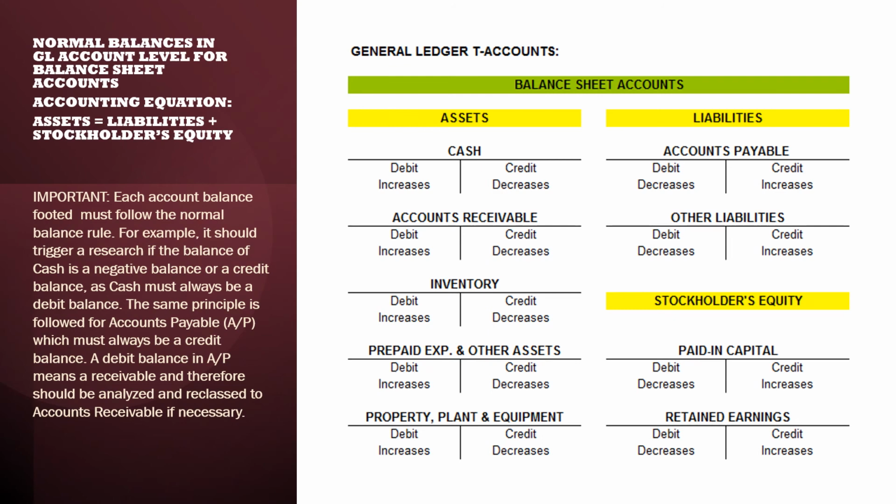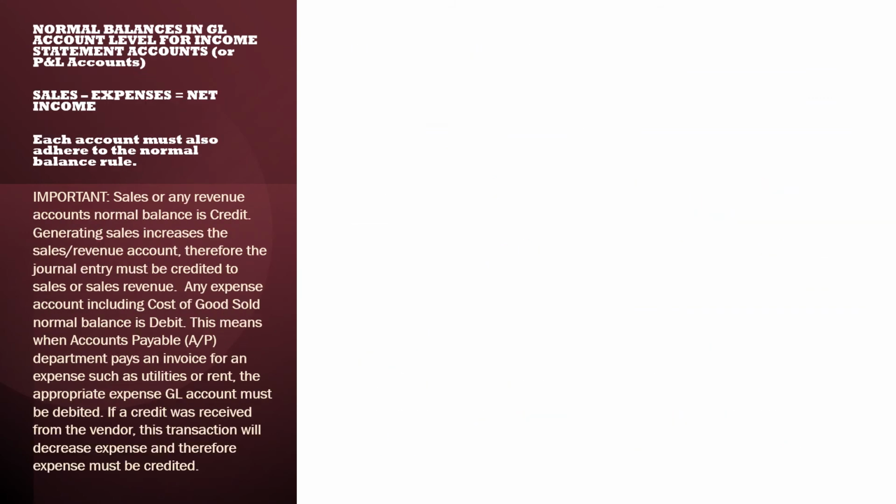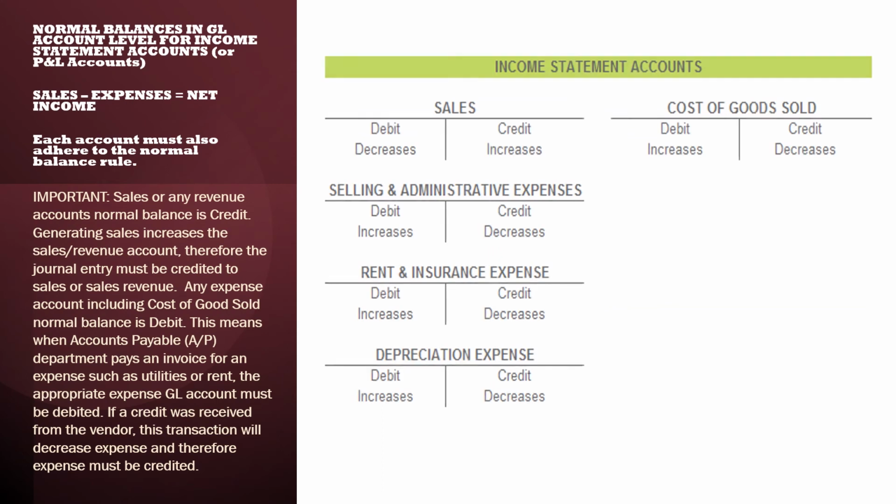So if you can notice it here now, your assets should always be equal to your liabilities plus your stockholders' equity. Your liabilities and stockholders' equity are all credit balances, normal balance, while your assets should always be a debit balance. Okay, hope that makes sense. And now we're going to move on to income statement. So that was balance sheet that we just discussed in our previous slide.